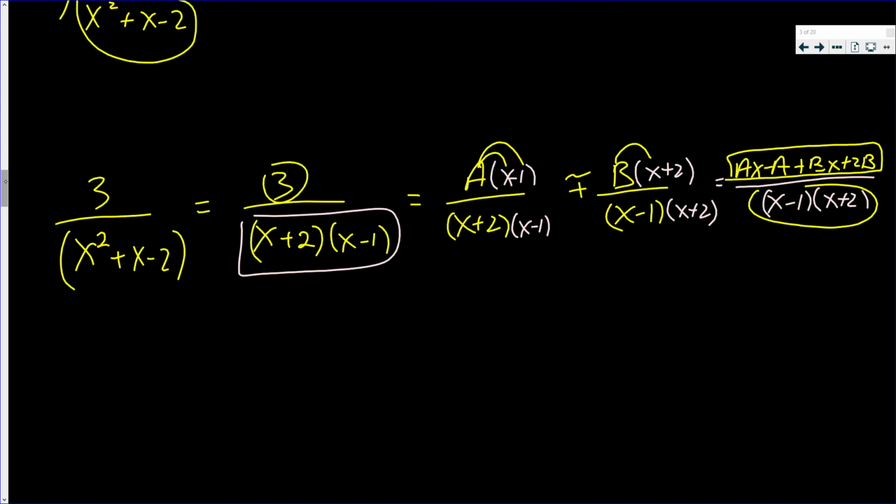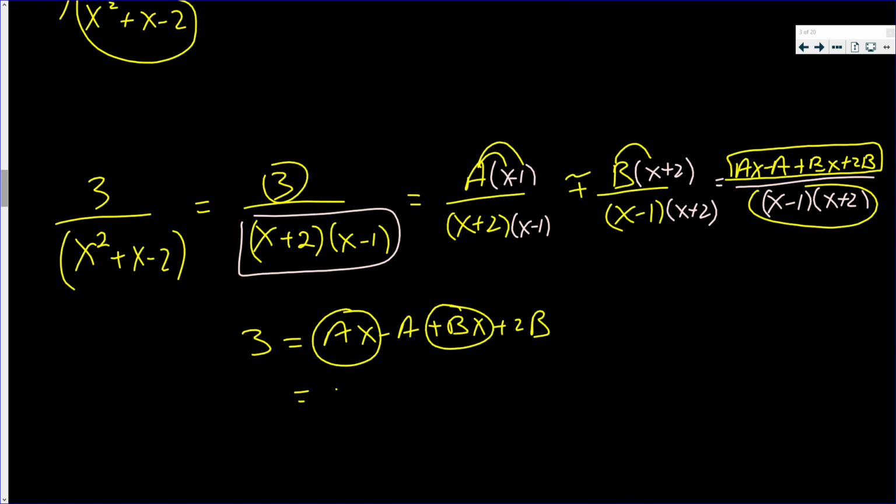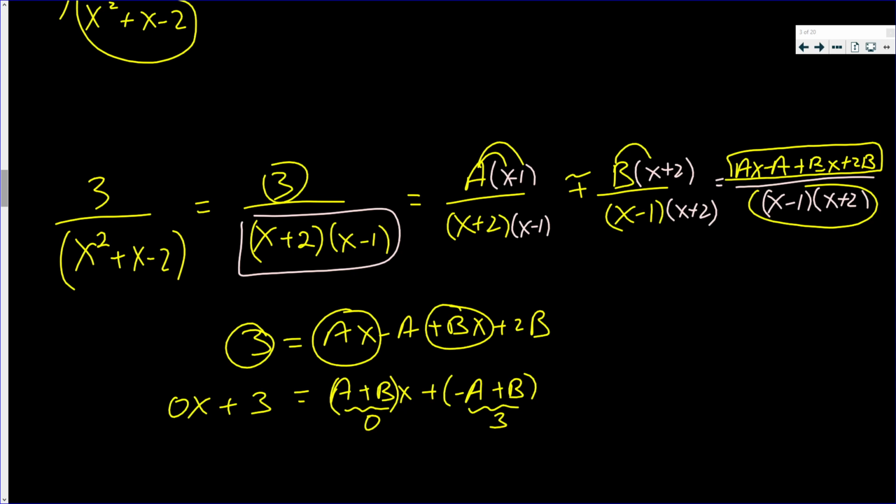So what we have is that 3 is ax minus a plus bx plus 2b. How many x's do we have? A plus b of them. What's the constant? If you prefer, negative a plus b. And 3, that's 0 x's plus 3. So that must be 0, and that must be 3.